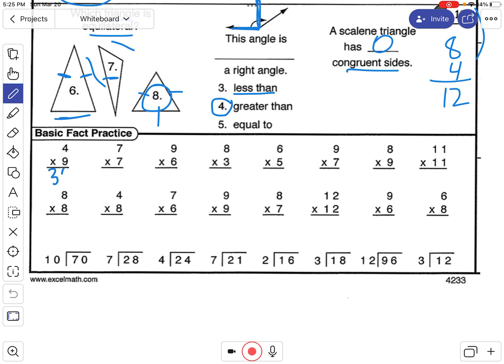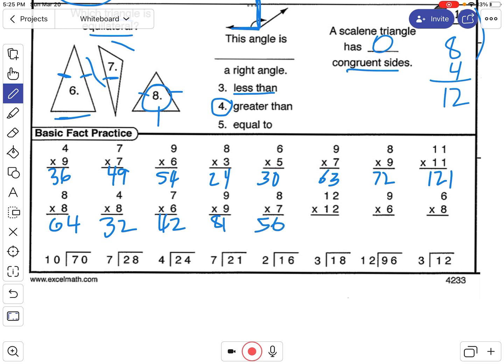9 times 4, 36, 49, 54, 24, 30, 63, 72, 121. Second row is 64, 32, 42, 81, 56, 144, 54, and 48. Division, 10 times 7, 7 times 4, 4 times 6, 7 times 3, 2 times 8, 3 times 6, 12 times 8, and 3 times 4.